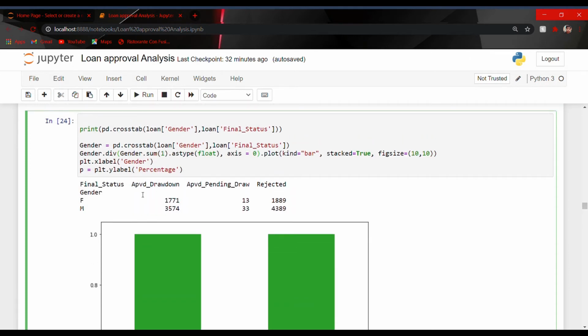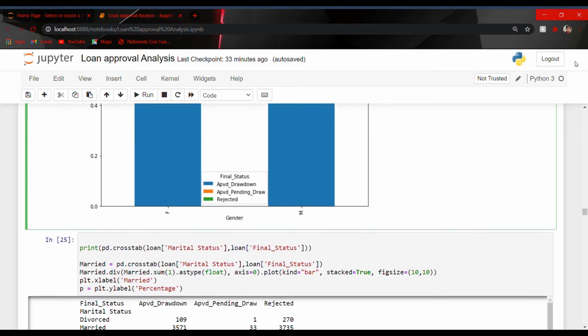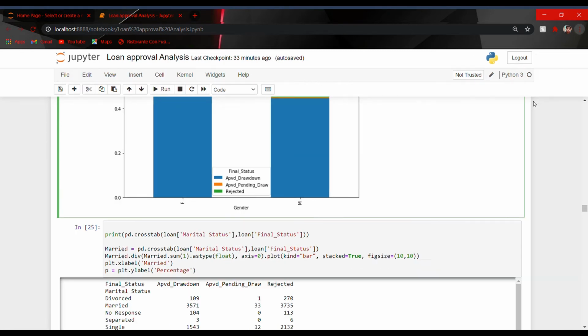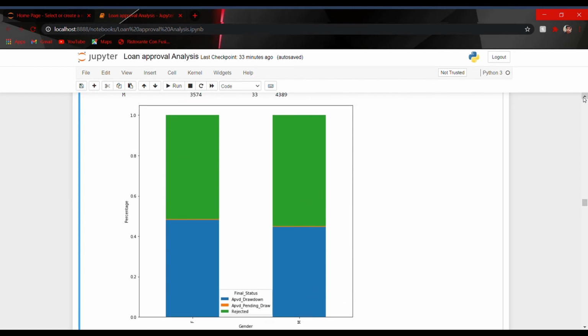Here we can see that the approval withdrawn for female, F stands for female, is 1771. Approval pending are 13 and rejected are 1889. While for male it is 3574 for withdrawn, 33 for pending, and 4389 for rejected. And this shows the graphical representation of it. I think now you can see this graph more properly.